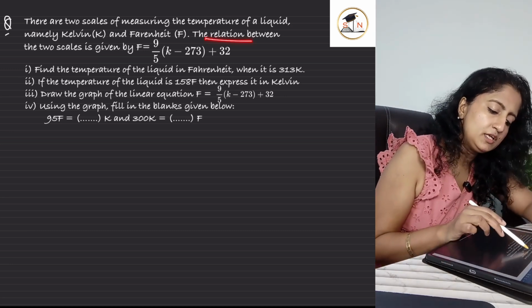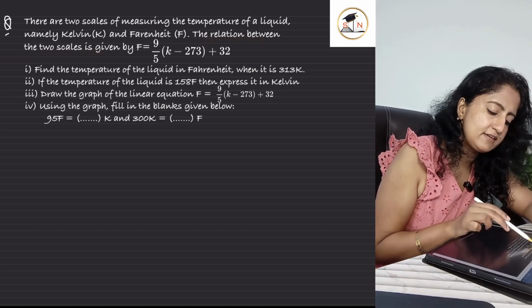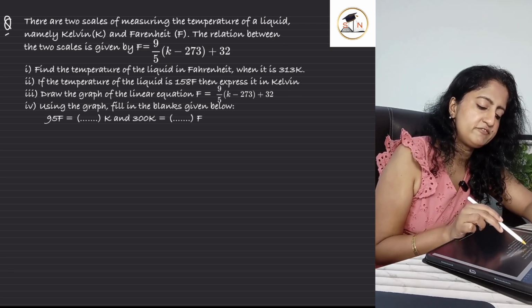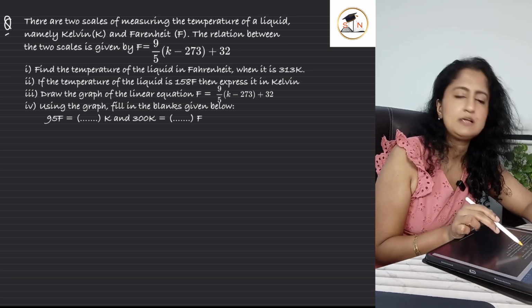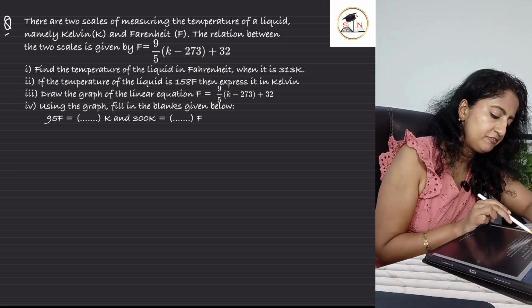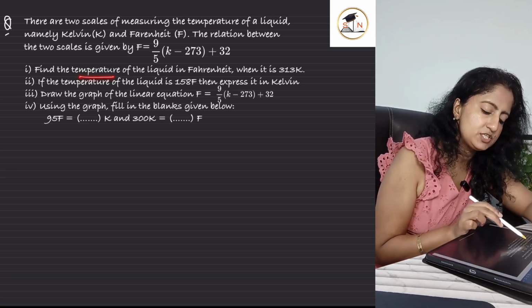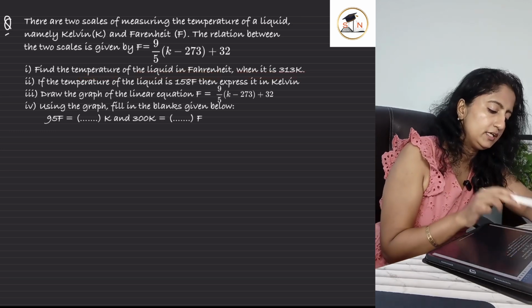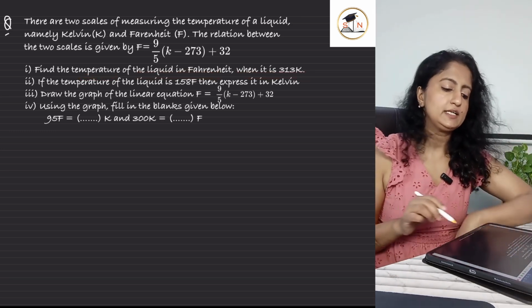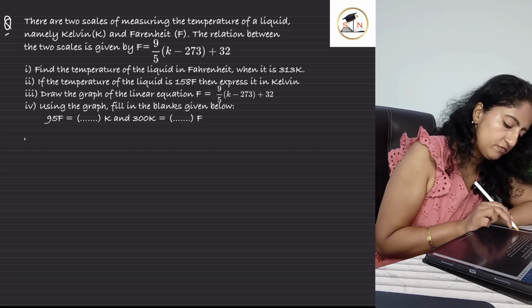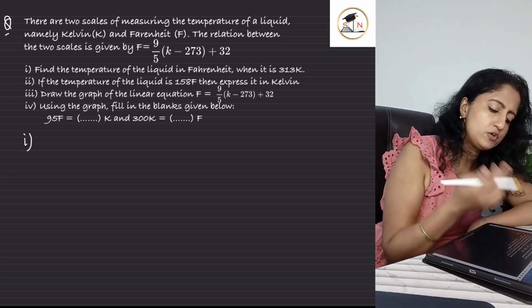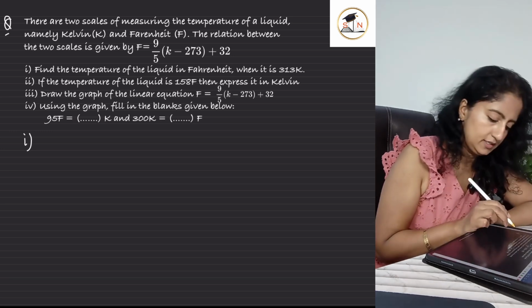Okay. The relation between the two scales is given by an equation which is F equals 9 by 5 K minus 273 plus 32. Okay. The first part says find the temperature of the liquid in Fahrenheit when it is 313 K. अब हमें क्या करना है? We have to solve it over here. K की वैल्यू गिवन है आपको, इक्वेशन में सब्स्टिट्यूट करना है एंड कैलकुलेट करना है, राइट?